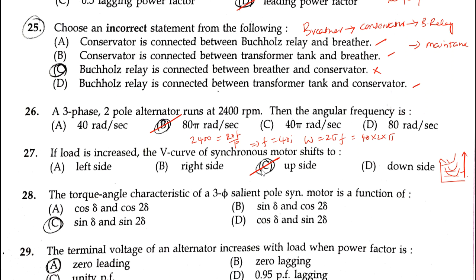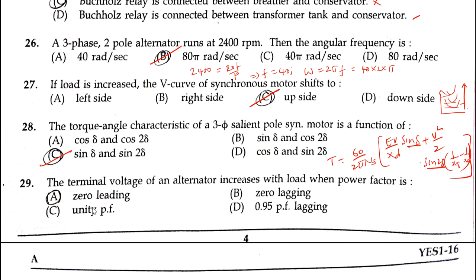Next one, the torque angle characteristic of a three-phase salient pole synchronous motor is a function of. Okay, so the formula here: T is nothing but 60 by 2 pi Ns into EV by Xs into sine delta plus V square by 2 into sine 2 delta into 1 by Xq minus 1 by Xd. So this is the formula here. If you have seen here, it has sine delta and sine 2 delta. So the answer will be C here. Okay, sine delta and sine 2 delta, that will be the answer here.